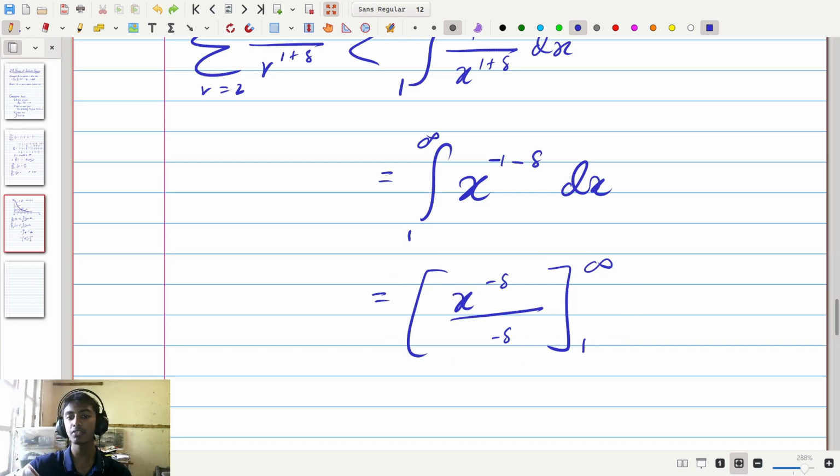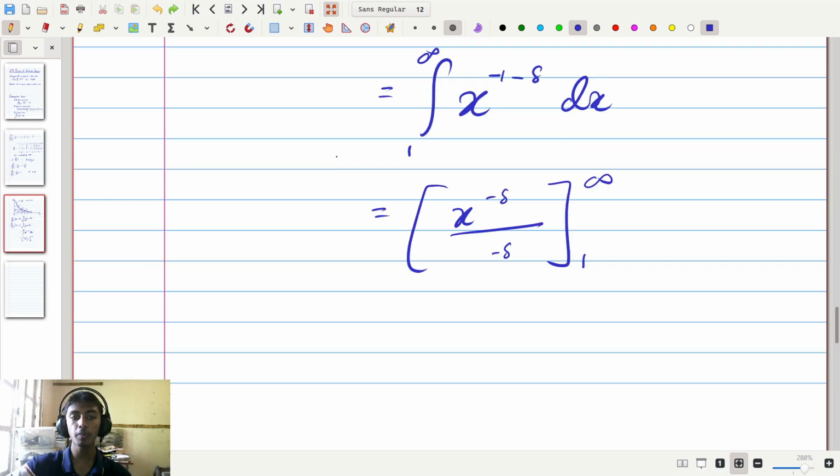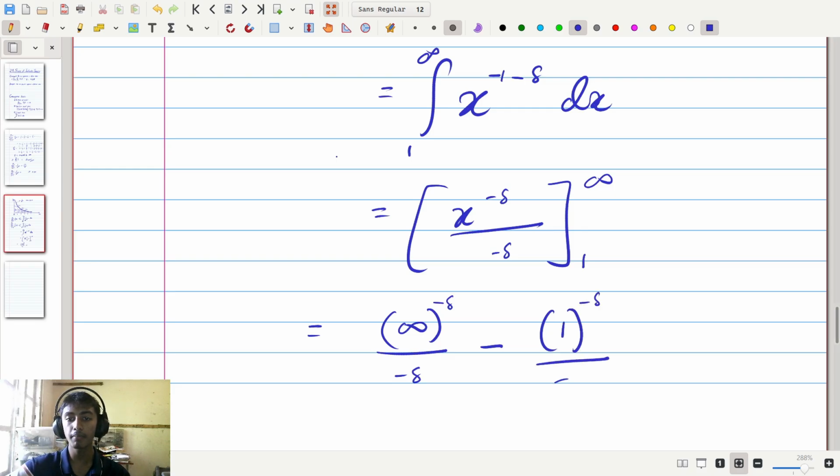We have x to the power of minus delta divided by minus delta, to be evaluated from 1 up to infinity. Now, evaluating this, we can see that this is going to be the value when we substitute infinity to the power of minus delta divided by minus delta, minus the value when we substitute 1 to the power of minus delta divided by minus delta. Now, infinity to a negative power. In this case, infinity just means a really big number, and a really big number to a negative power is going to be a really small number. So this number divided by this number, rather, is going to be 0. So due to that, this term here is 0.